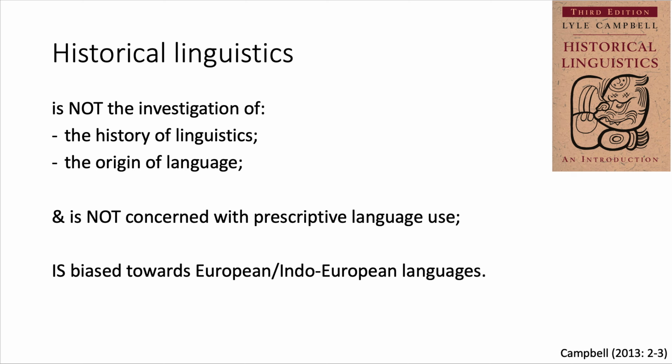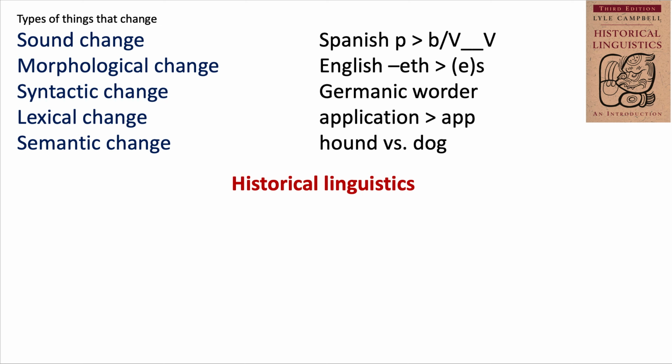So let's start with looking at what historical linguistics is all about. What are some central themes? First up, the types of things that change. So first of all, sound change. Sound change happens all the time. Historical linguists are especially interested in regular sound change. So here we have an example where Spanish, this is a Romance language, has originally a P in certain words, and this changed to a B in intervocalic position. So if you want to read more about all of these kind of details, you should really consult Campbell's handbook.